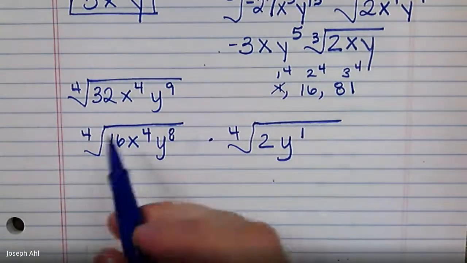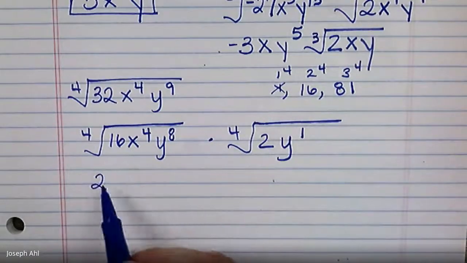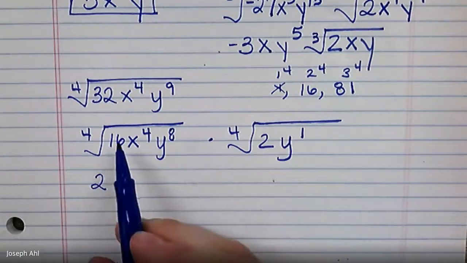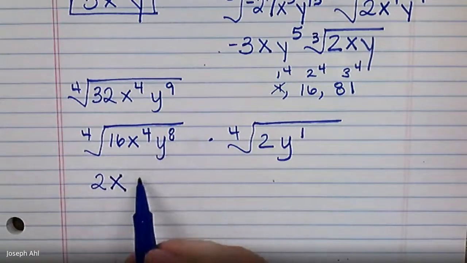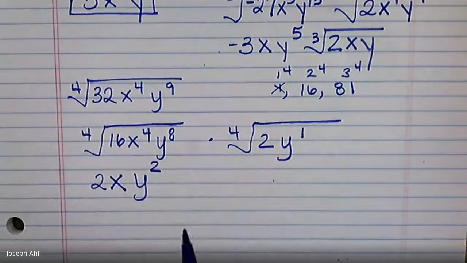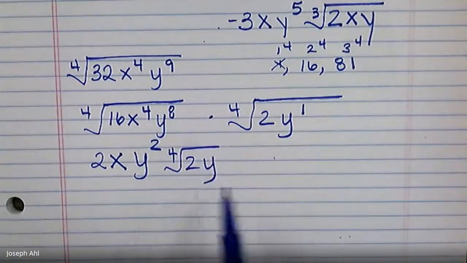So when all is said and done, the 4th root of 16 I just showed you up here is 2, because 2 times 2 times 2 times 2 is 16. The 4th root of x to the 4th is x. Now we're dividing these exponents by 4. Y squared times the 4th root of 2y.